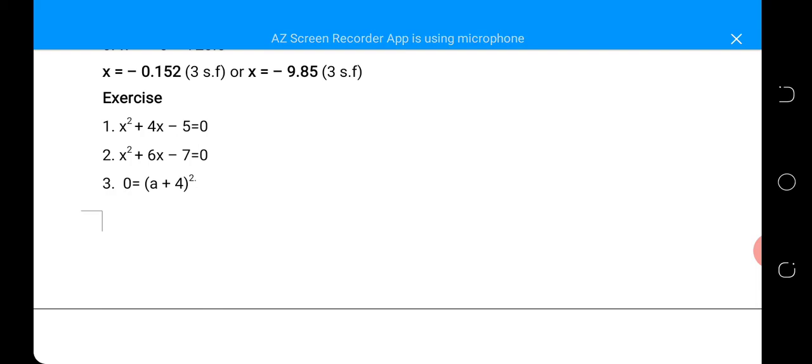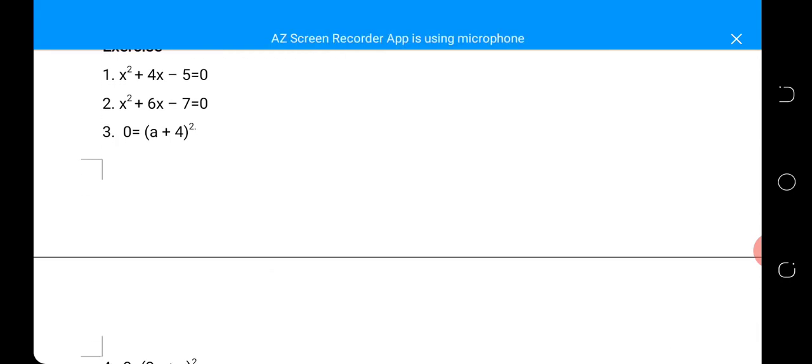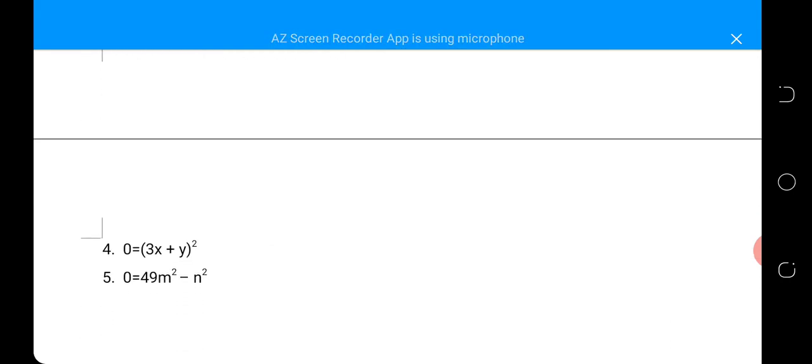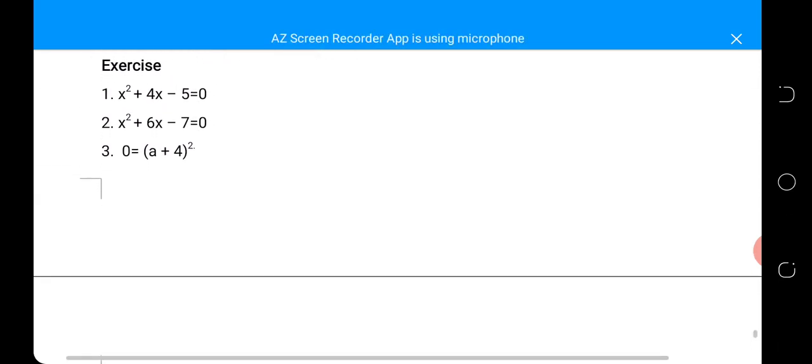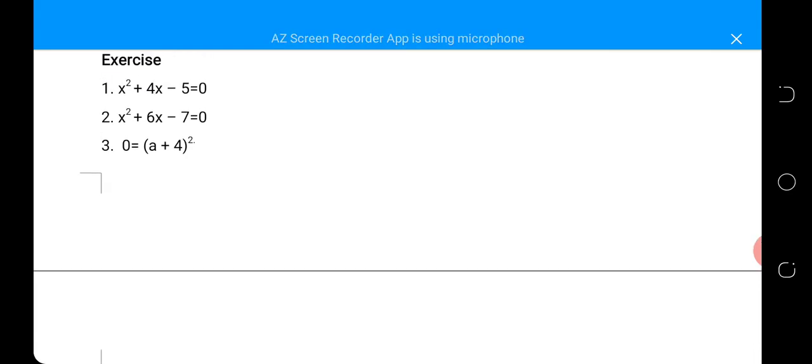The following questions in the exercise should be tried by the students to test their level of understanding using both methods: 1. Factorization method, and 2. Completing the square method. The exercises will be uploaded in the school portal, and the students should please do it on or before the deadline that is going to be indicated when it is uploaded.